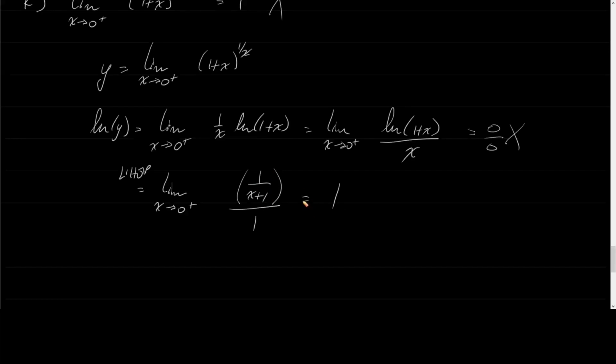But that was not the limit we were looking for. We were looking for this other limit. What we found was ln of that limit. So if I have ln of y is equal to 1, this tells me that y is equal to e. So that's what our limit goes to there. All right, so that concludes L'Hopital's rule and indeterminate forms, which was 5.6.